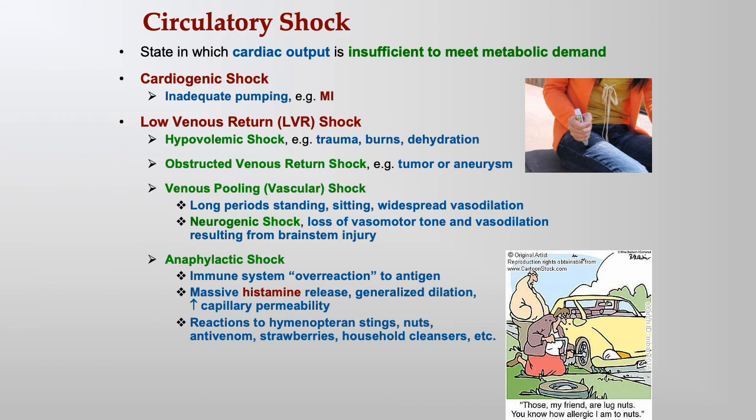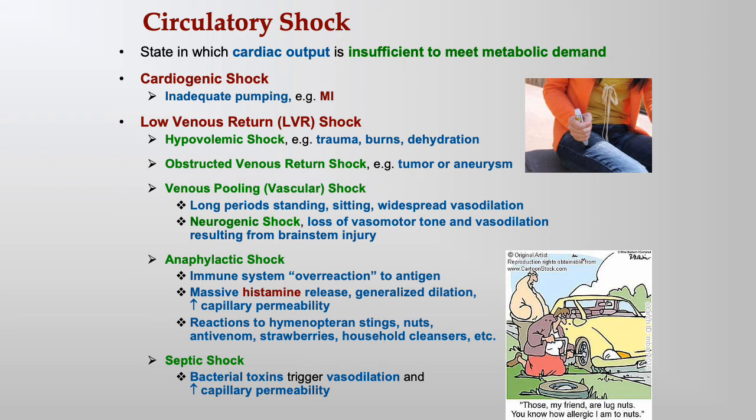It can happen with hymenopterans, things like bee stings, nuts, antivenoms, strawberries, household cleaners. Lots of things can cause your immune system to overreact. When you get that massive vasodilation, remember the factors that affect blood pressure, peripheral vascular resistance. If blood vessels dilate, PVR goes down. If PVR goes down, then blood pressure goes down, and now you're not getting enough blood out to your tissues. And then septic shock can occur in infections. Various bacterial toxins, for example, can trigger vasodilation, just like histamine does, and also increase capillary permeability.